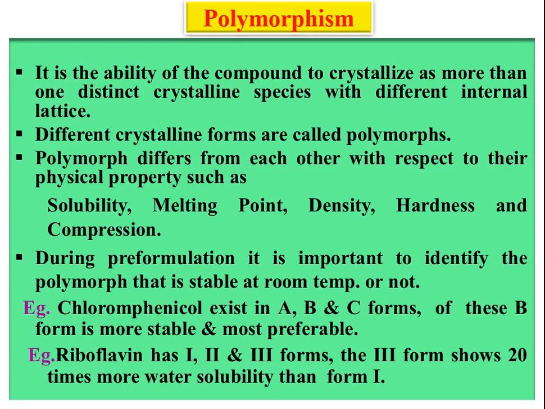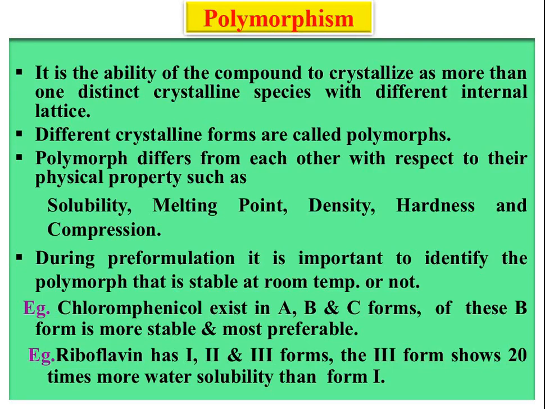One polymorph may have different solubility, melting point, density, hardness, and compressibility compared to another form of the same drug. It means if one drug is changed into another form, the drug is the same, but its physical characteristics may differ from one form to another form. During the preformulation study, it is important to identify the polymorph that is stable at room temperature or not. Then only will it be essential and important while manufacturing that dosage form.